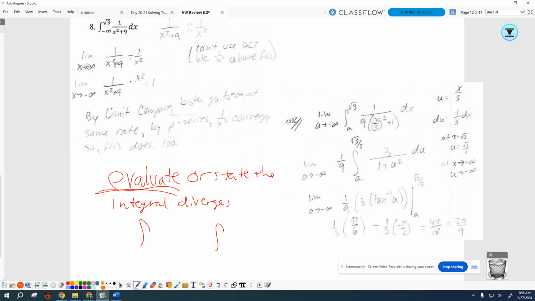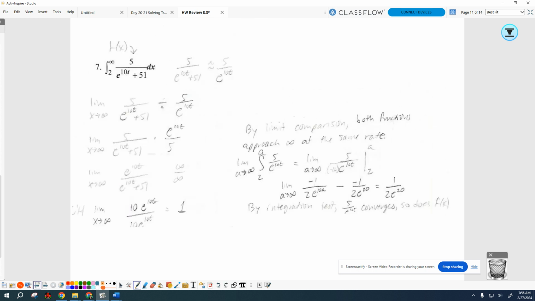Then there are 2 tests on here that say just does it converge or diverge? Don't actually integrate, but it's telling you basically do one of the tests. This is one that is a pain.